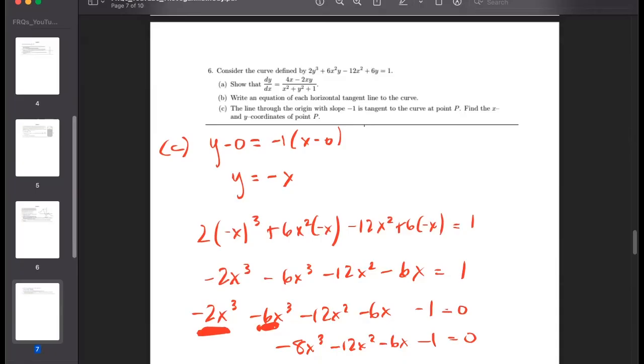And if we were to graph this, we would get that x is equal to -1/2. And we will find that the y value for that specific coordinate is also going to be 1/2.